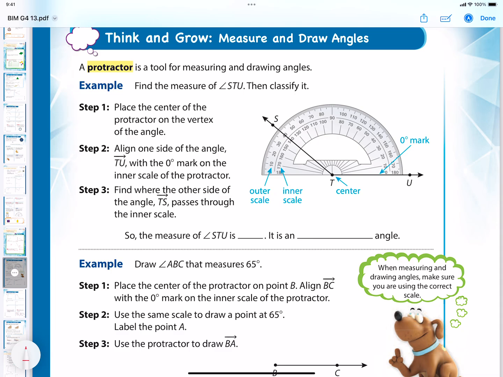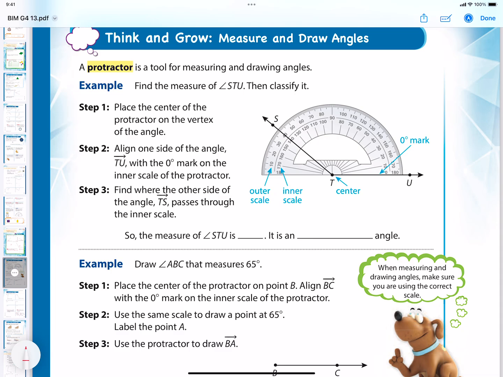Here you go. A protractor is a tool for measuring and drawing angles. Example, find the measure of angle STU. T is what? The vertex. So T cannot be moved, okay? So STU or UTS is the same, correct? Then classify it. We can classify this angle already. This is what? An obtuse angle, since this is greater than 90 degrees.